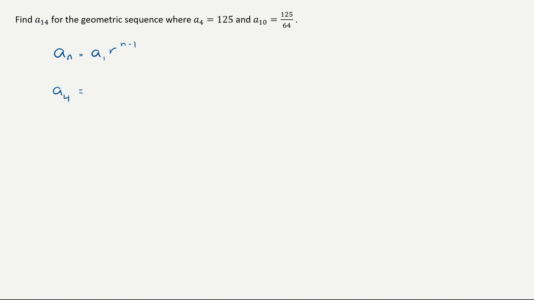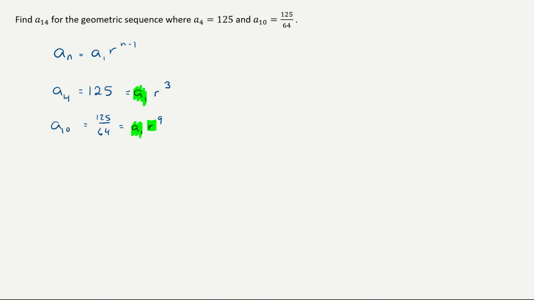What we are told is that a sub 4 equals 125, which equals the first term times r to the third power, because that's n minus 1. We also know that a sub 10 equals 125 over 64, which is going to equal a sub 1 times r to the 9th power. Well, if we look at this, we notice we have two unknown variables and two equations. So we're going to use a system of equations to solve this.